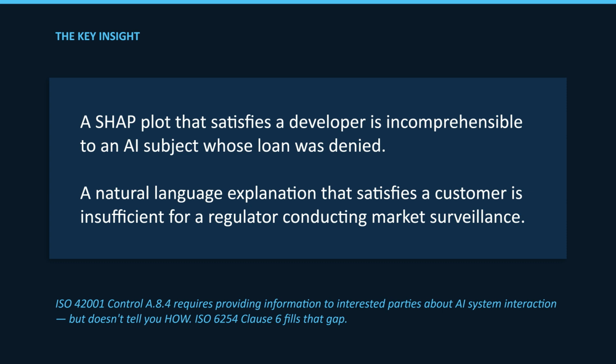Now here's something, again, not many people are talking about or connecting. ISO 42001 Control A.8.4 requires organizations to provide information to interested parties about AI system interactions, but A.8.4 doesn't tell you how to figure out what different interested parties actually need. ISO 6254 Clause 6 fills exactly that gap. It's the implementation pathway for A.8.4, and I haven't seen much content anywhere that makes this connection.